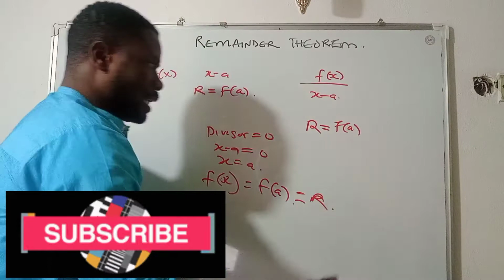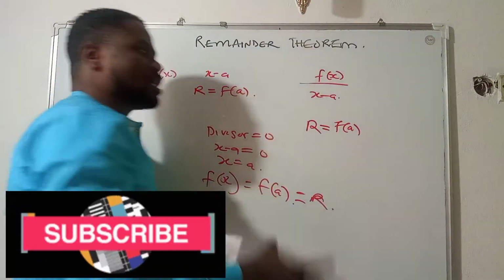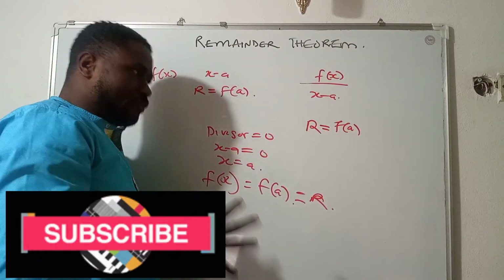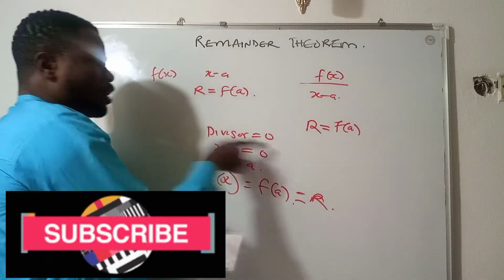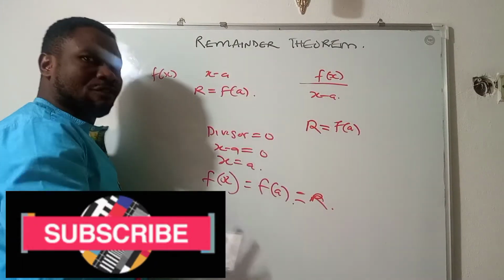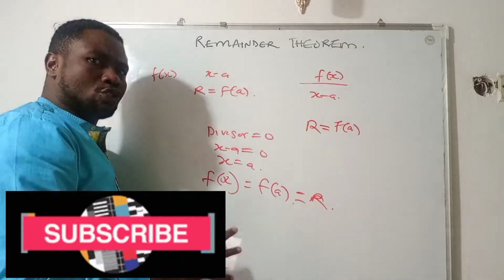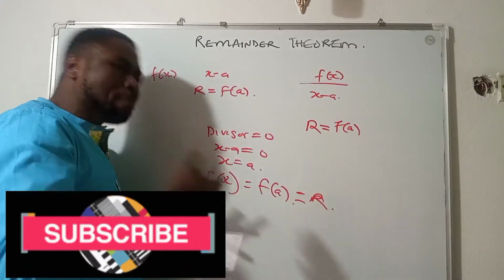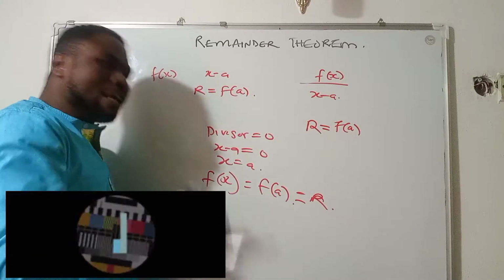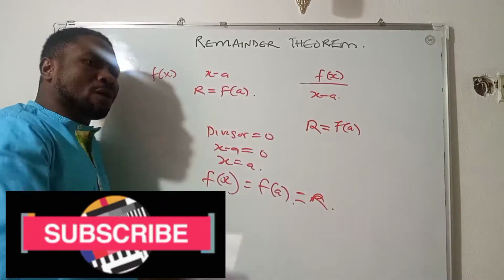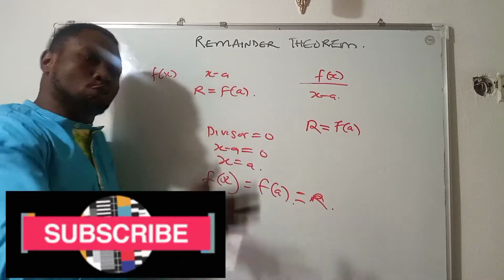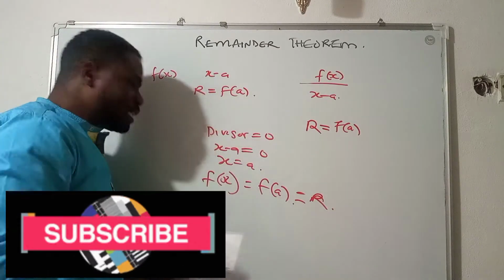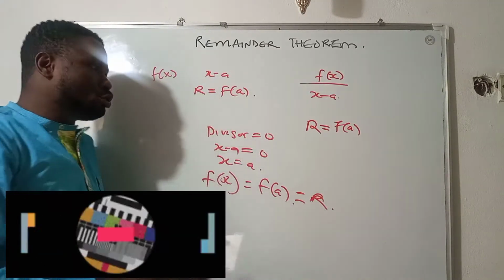What this is simply telling us is that, instead of dividing using the long division method, all you need to do is say the divisor equals 0, whatever is given to you. Any expression given to you, and you're asked to find the remainder of that expression. If it is an essay exam, then you need to use the long division method to show that. But if it's an objective exam, it's best for you to use this method.